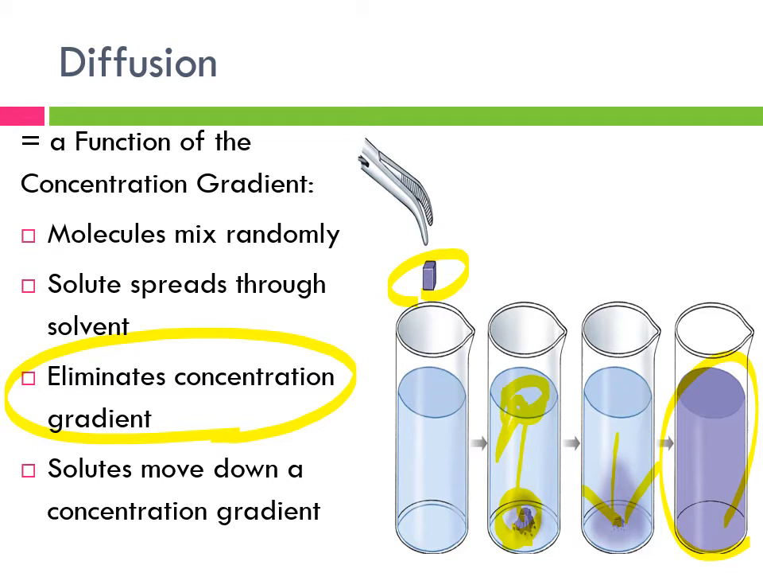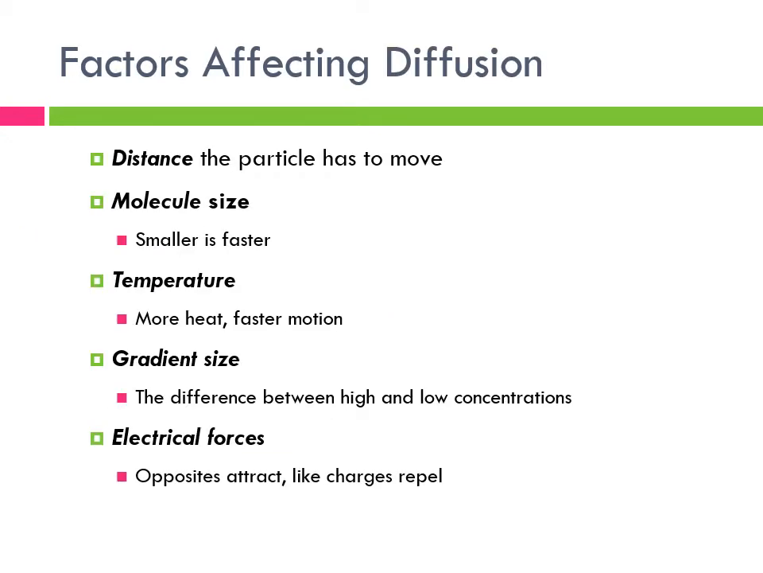And that's what nature always wants to do: eliminate concentration gradients. We have many different factors that affect diffusion. So the distance the particle has to move: the farther the distance, the longer it takes for diffusion to occur. The size of the molecule: small molecules move faster, large molecules move more slowly.